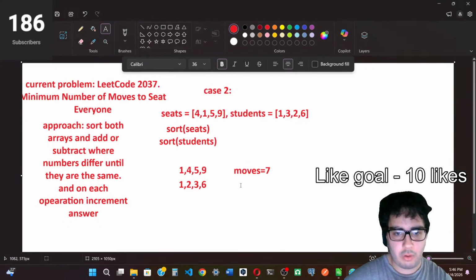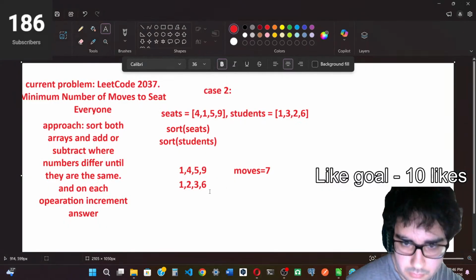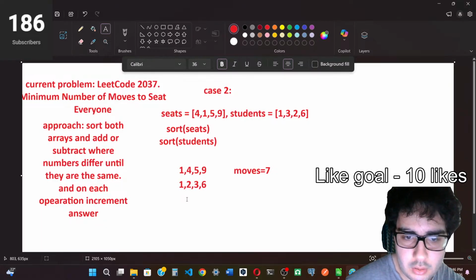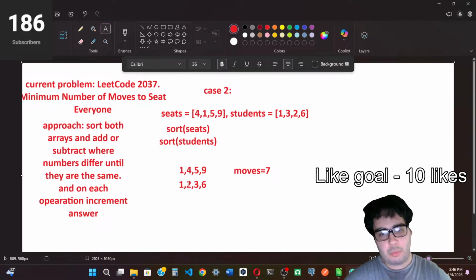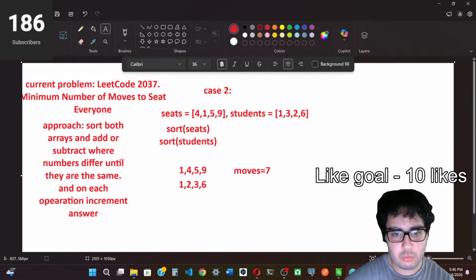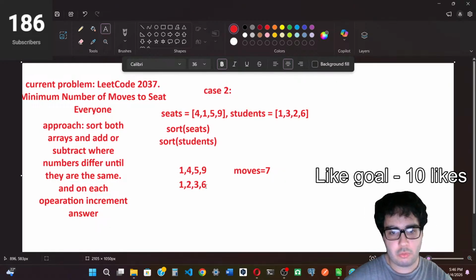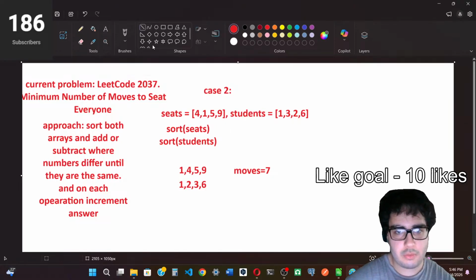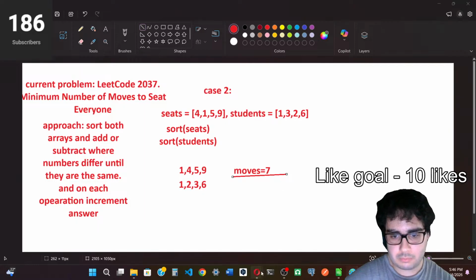So basically, to correct myself, the students is this. So here we're not going to increment or decrement. Here we're going to increment by 2, which is 2. Here we're going to increment by 2, which is another 2. Here we're going to increment by 3, which is 3, and that in total gives us 7.